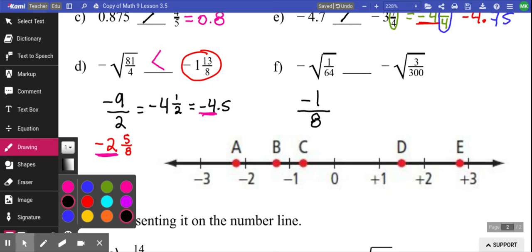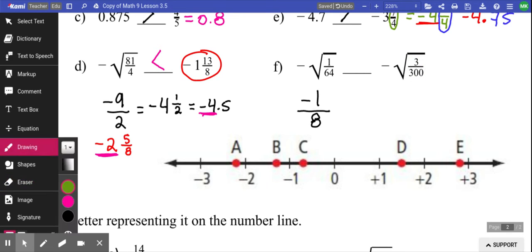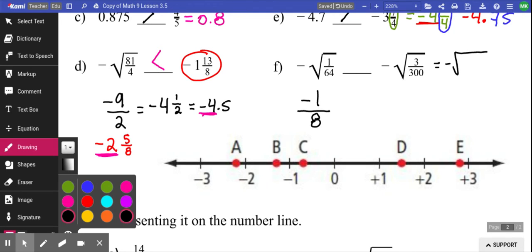This one, however, does not work out very well if you tried to square root it. The square root of 3, crazy number. Square root of 300, another crazy number. So instead, what I'm going to do is I'm going to reduce that fraction before I square root it. 3 and 300 both divide by 3 to become 1 over 100. That one I can do.